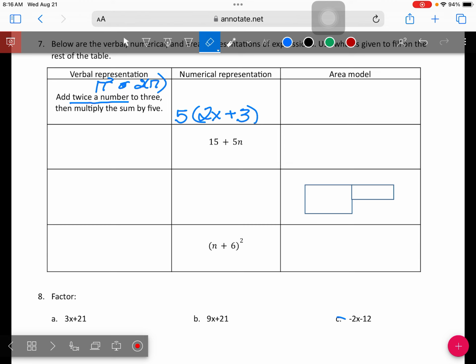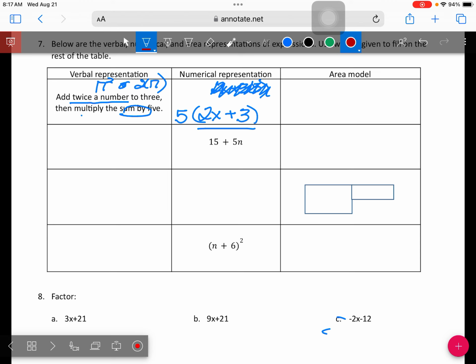Now, what if I had this? 2x plus 3 times 5. Is that the same? No, it says multiply the sum by 5. So that's why I had to put 2x plus 3 in parentheses and then multiply the whole thing by 5. Any questions about that? All right, so my area model, I'm looking at, in this case, a rectangle.